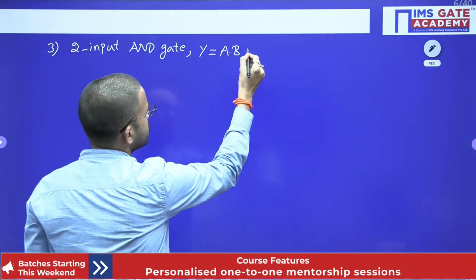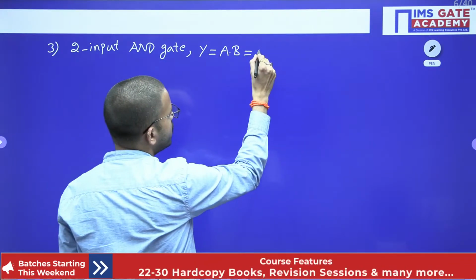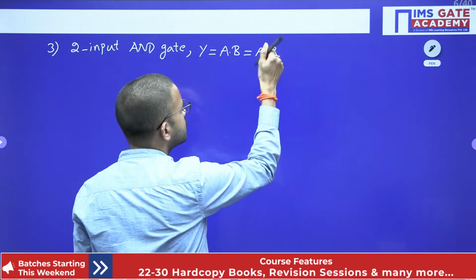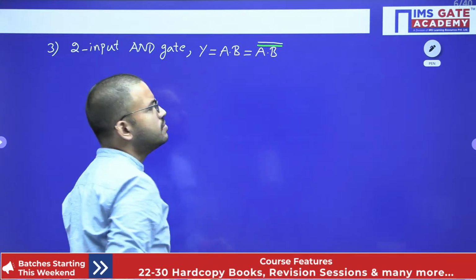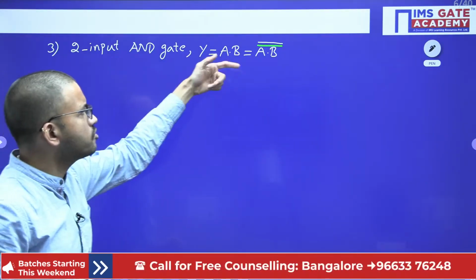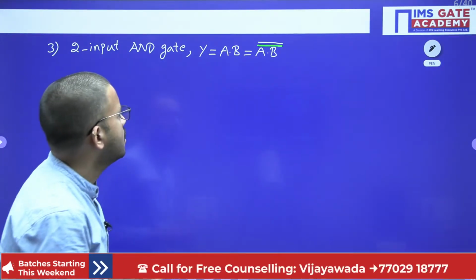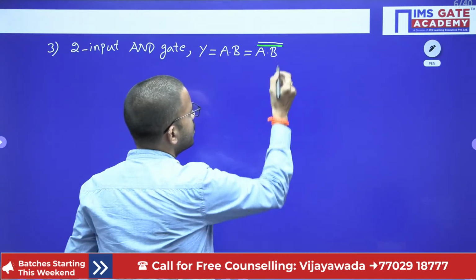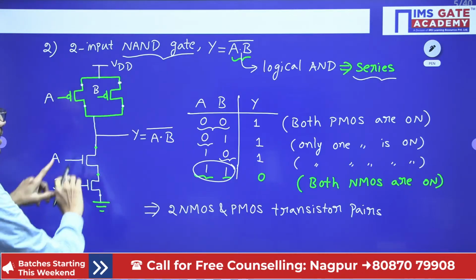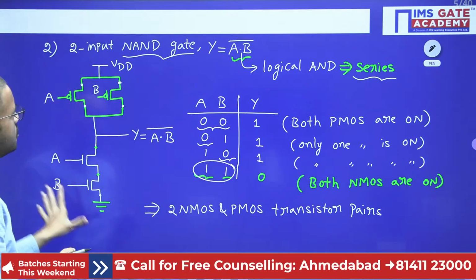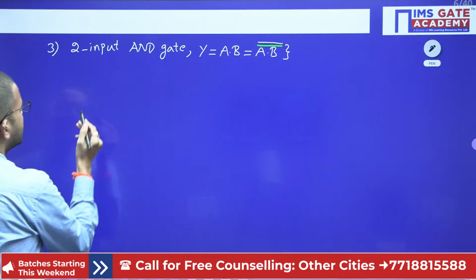So whatever expression you have, just perform 2 times complement. Whenever you perform 2 times complement, you get the same function, just like x bar whole bar is nothing but x only, right? So now if you carefully observe, here we have AB bar. Just now we have discussed this is the 2-input NAND gate using CMOS logic. So first I will consider that one.